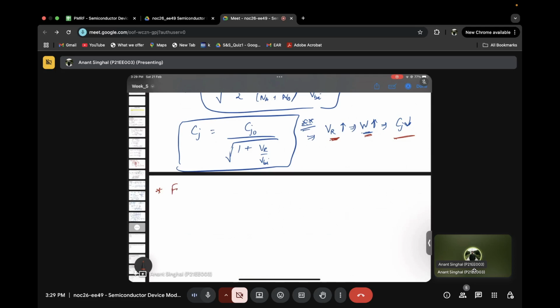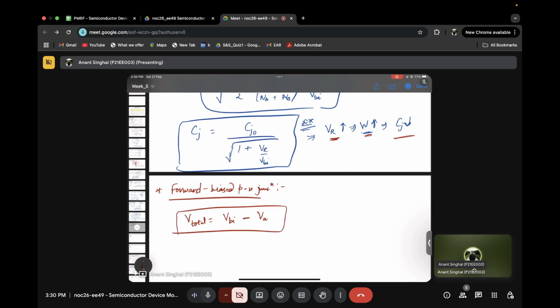Okay, so let's also quickly see the forward biasing, because the equation comes from the forward biasing only. So we'll be now seeing the forward bias PN junction. So again, now we are doing the forward biasing. I mean, you must have understood that your V total will be VBI minus the V applied or the forward bias, right? Because in forward bias, what will happen? Your depletion width will decrease.